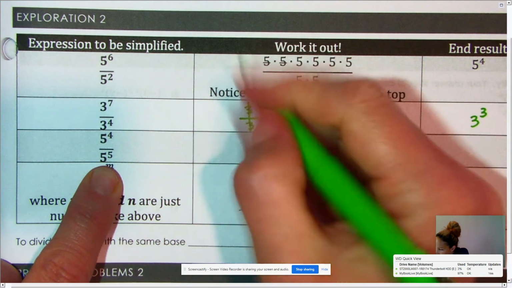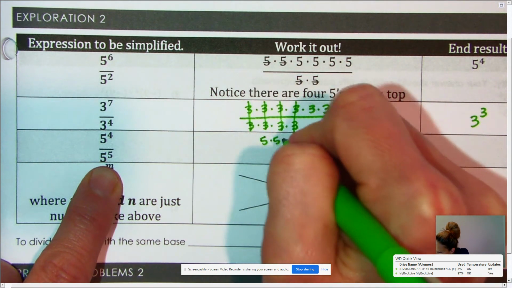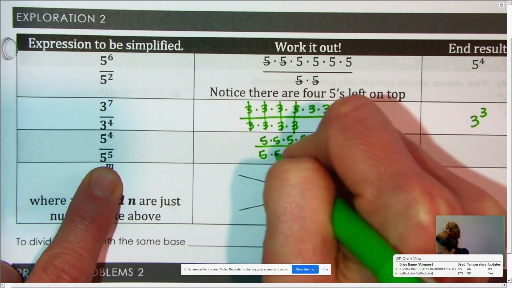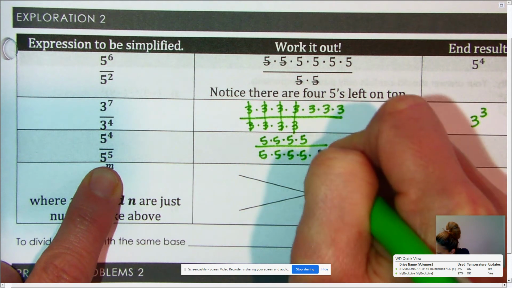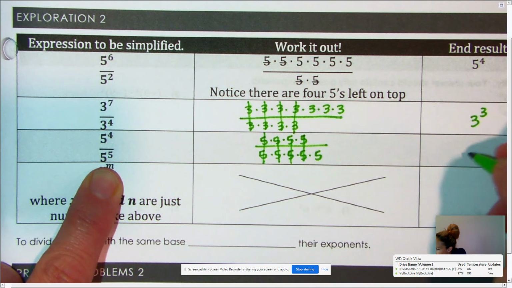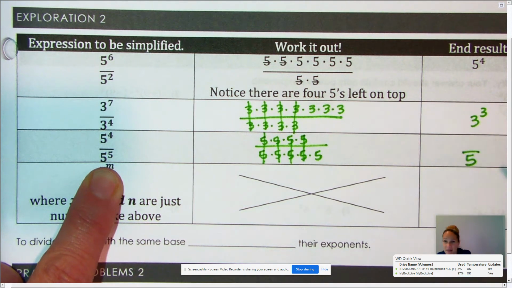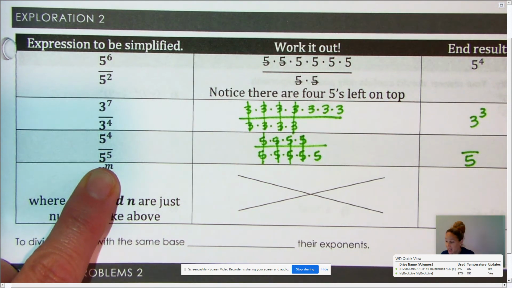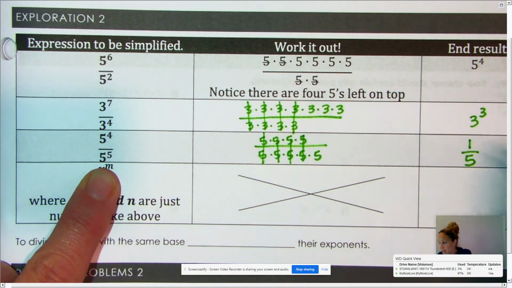Let's look at this one. I've got 5, 5, 5, 5. I've got 4 of them. And then 1, 2, 3, 4, 5. I'm going to cancel any that are the same. So I have a 5 left on the bottom. What do I have to put in the top just to save the spot? Have to put a 1 there, okay?